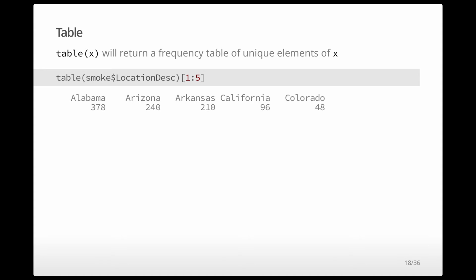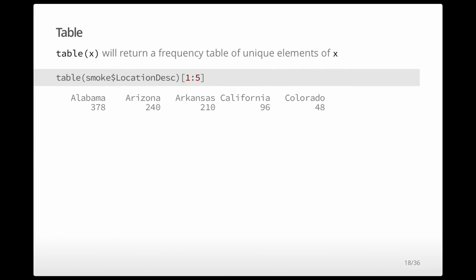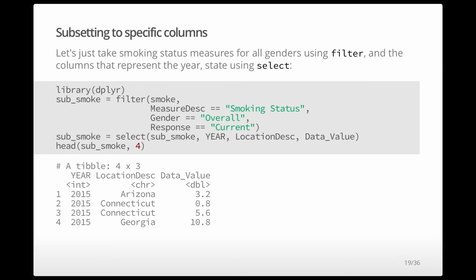Okay? So we talked about unique. Table is very, very important. So this is a frequency table. We will talk about table where you put two vectors in there. For example, table x and y, where x is the treatment variable, y is a categorical variable, and you get a two-dimensional table where you can run Fisher's exact tests, chi-square statistics, that kind of stuff.